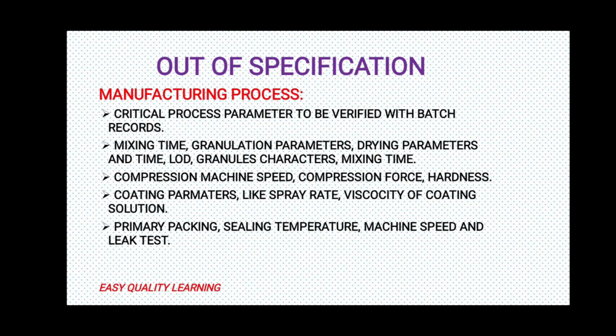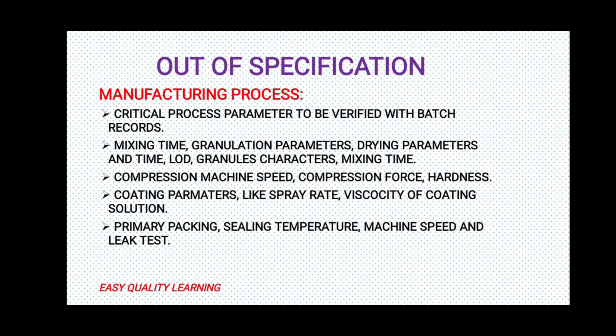Then manufacturing process. In manufacturing process, critical process parameters are to be verified with the batch records. Critical process parameters mean mixing time, granulation parameters, drying parameters, time, LOD, and granule characteristics. So, these are all critical process parameters which need to be verified with the historical data of other batches which were passing. Then compression machine speed, compression force and hardness of the tablet.